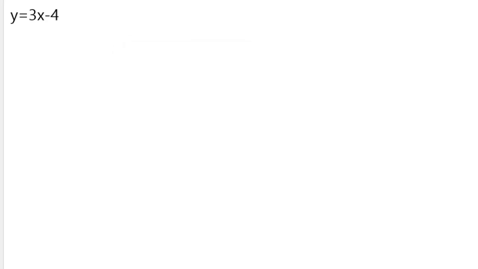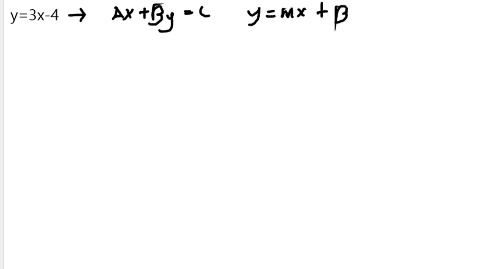Today I'm going to be teaching you the standard form of linear functions. The standard form of a linear function is basically ax plus by is equal to c. We already tackled the slope-intercept form, which is y equals mx plus b. So how do we transform a slope-intercept form into the standard form?